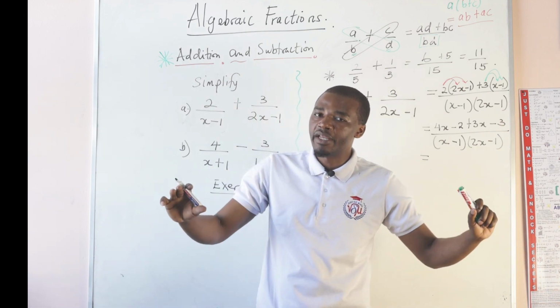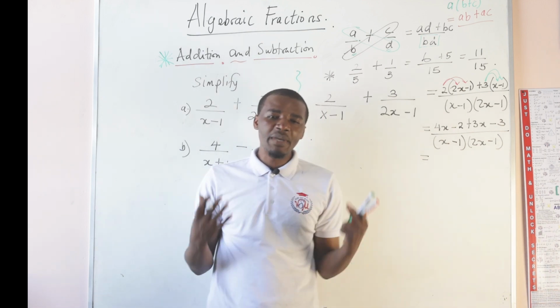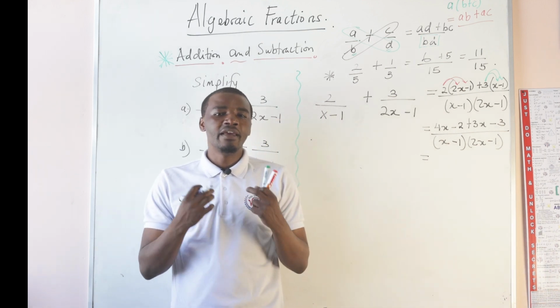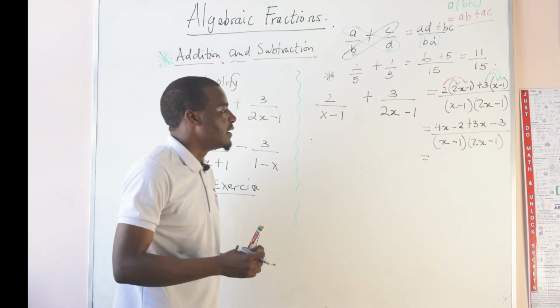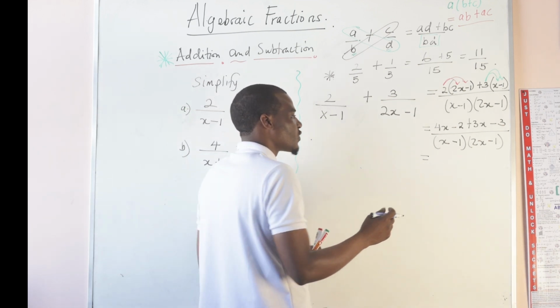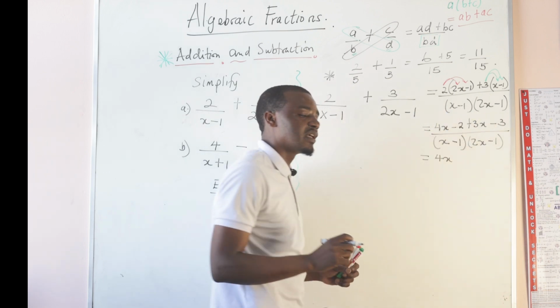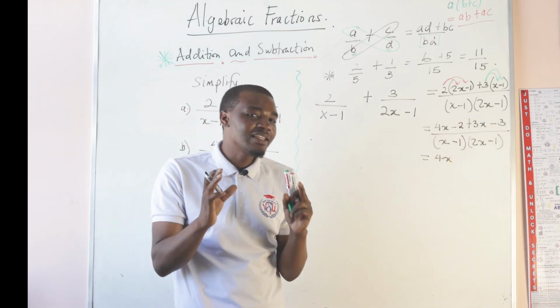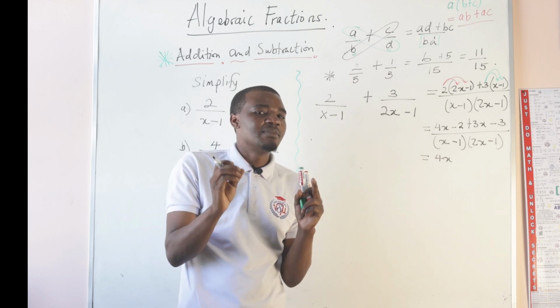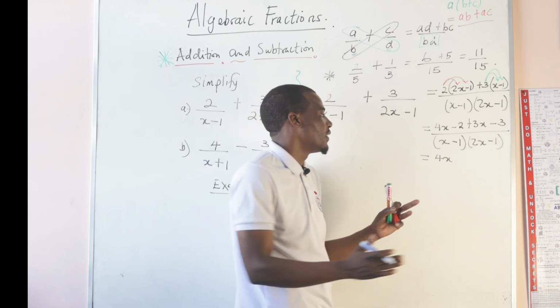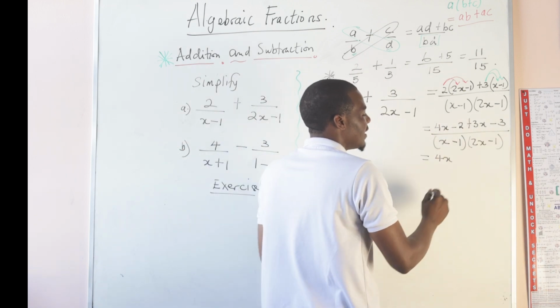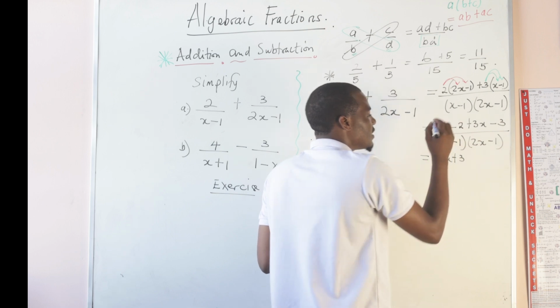so after removing brackets on the numerator, we get what we call an algebraic expression. So how best do we simplify an algebraic expression? The best way to simplify an algebraic expression is to collect like terms. So you put like terms next to each other. Bear in mind that like terms are those terms that have the same variable. So in this case, 4x and 3x are like terms, so we put them next to each other.